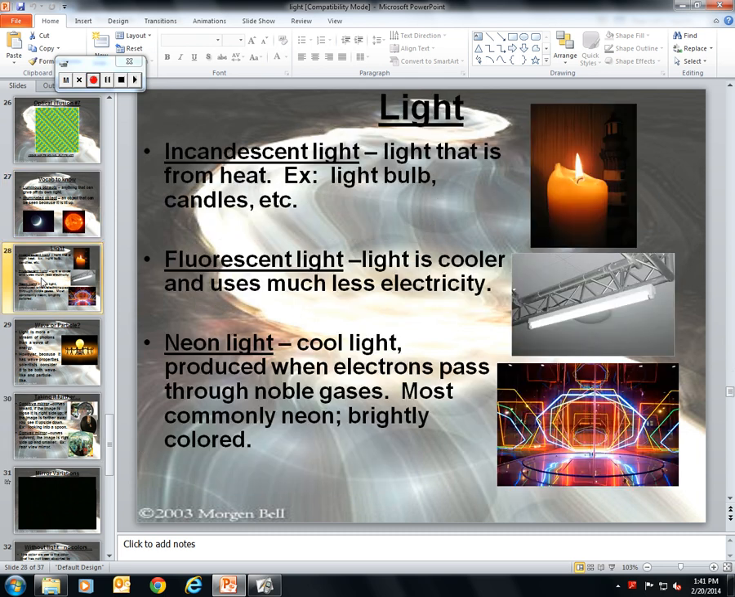The three types of light. We have incandescent, which is light that creates heat. Light bulbs, not all light bulbs create heat though, but the older light bulbs. Candles. Fluorescent light is a cooler light, and you'll see in the lab that we do that you can tell it's much cooler. But it also uses less electricity, and more we're turning to fluorescent light. Neon lights use noble gases to produce that bright color. The most commonly known is neon.